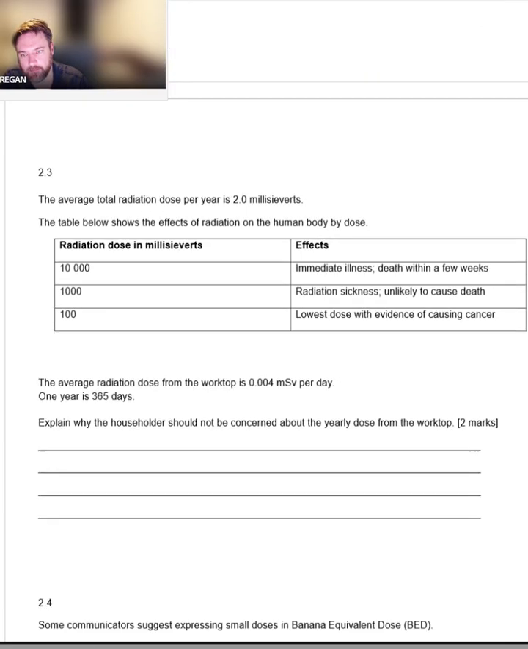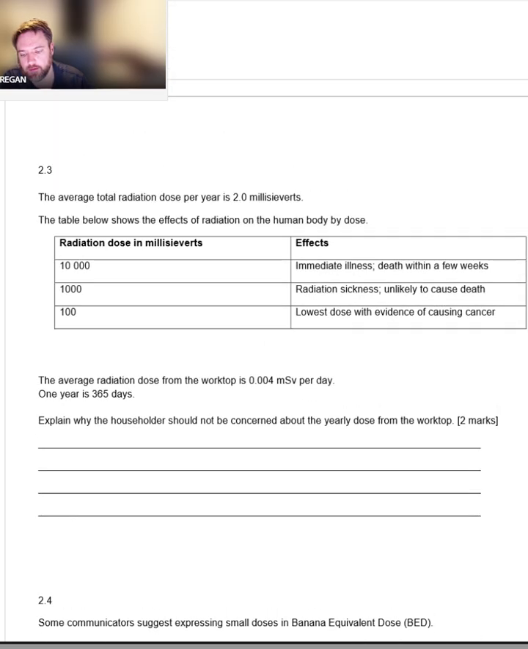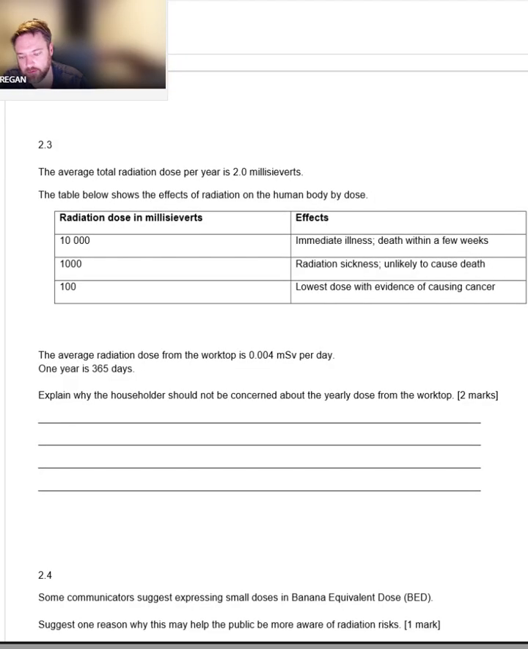Okay, 2.3. So here we've got a lot of information. So the average total radiation dose per year is 2 millisieverts. Sieverts, I could never pronounce that. And the table below shows the effects of radiation on the human body by dose. Okay, so we've got some information in there. Then the next part is the information for our actual calculation. So the average radiation dose from the worktop is 0.004 millisieverts per day. 1 year is 365 days. Explain why the householder should not be concerned.